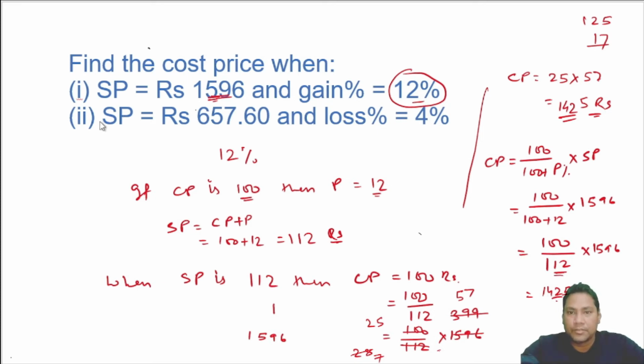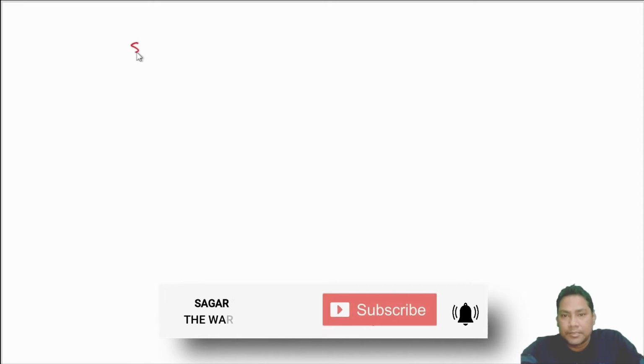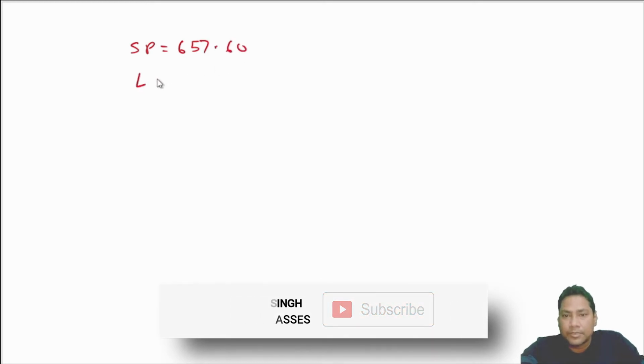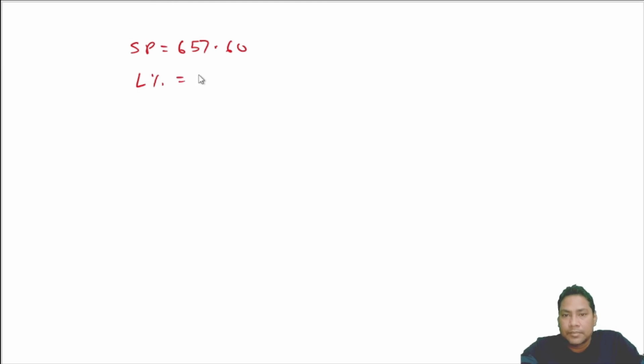Now friend, we will solve the second question also. In the second question, selling price is 657.60 and the loss percentage is 4. So the selling price is given, 657.60, and the loss percentage is 4%. So in this question they have given the loss of 4%.